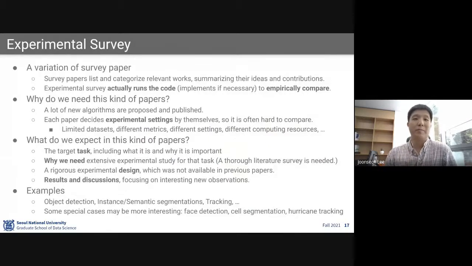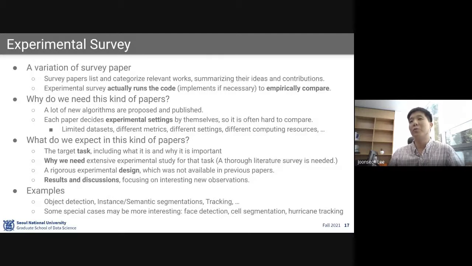Lastly, an experimental survey is another way to conduct these research projects. This is a variation of a survey paper, which lists and categorizes all the relevant works on some particular problem. Here, not just listing and summarizing their contributions, you actually run the code, and you may need to implement it if necessary, to empirically compare them. Why do we need this? Experimental settings are usually designed by the author of each paper, and that varies a lot, especially in some particular problems. It's not comparable, but science is about comparison.